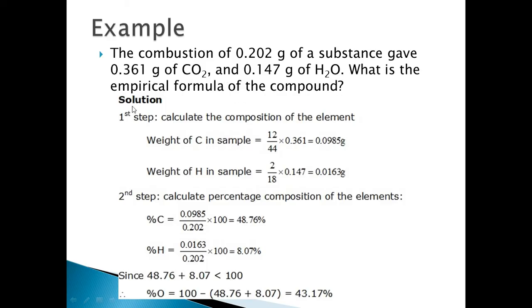When we sum up 48.76 and 8.07, it is less than 100. Since we are not given any information of any other element that is present, we will assume that the remaining percentage is for oxygen. So we sum up that of carbon and hydrogen and take it away from 100, which gives us percentage oxygen, calculated as 43.17%. Now, having calculated the percentage composition of all the elements, we know that we have carbon, hydrogen, and oxygen. The next thing is to determine the empirical formula.